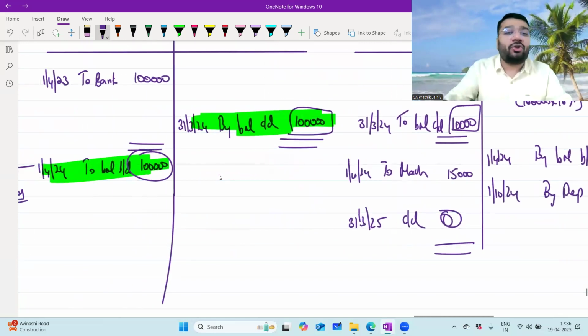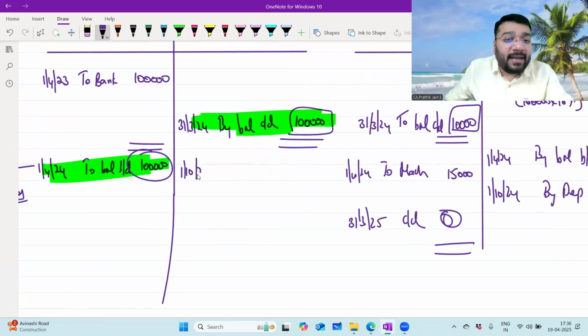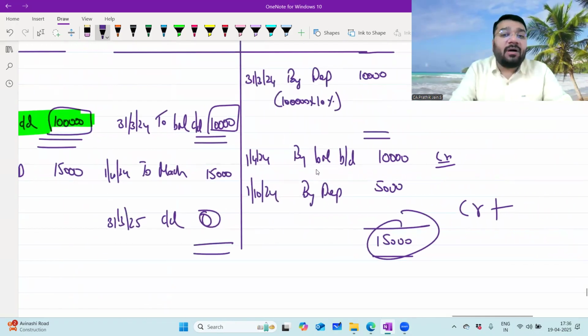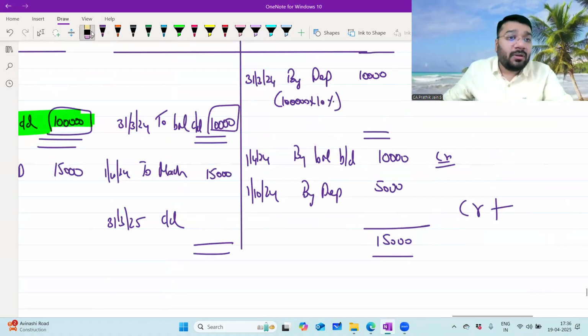And in the machine account it should be by provision for depreciation. So on 1/10/24, by provision for depreciation, how much? 15,000 rupees. Any problem? No, sir. Now the value of the PFD ledger has become 0. The closing balance, carry on balance, is 0.